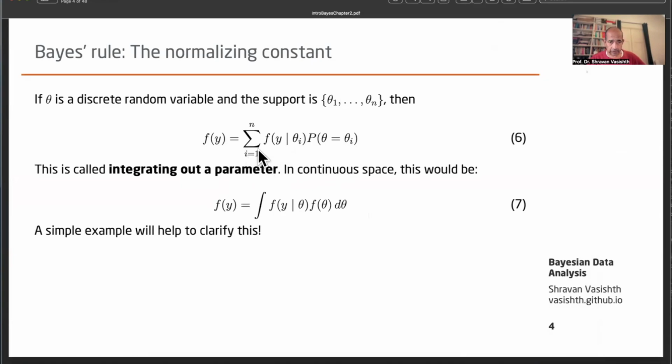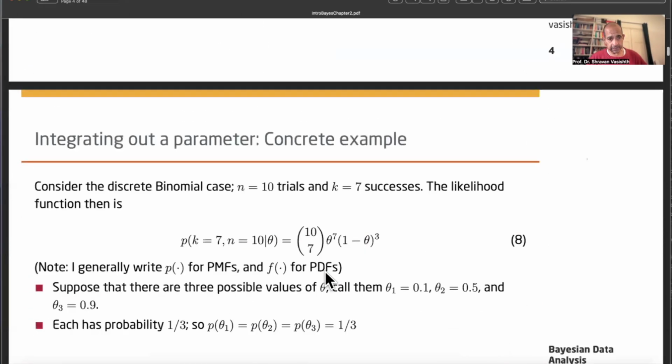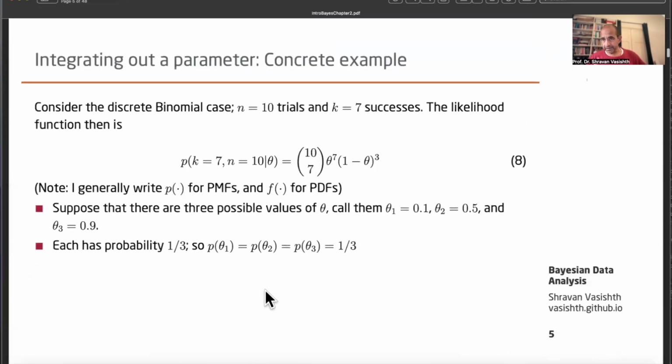Now, what are we going to do? We're going to take the likelihood function, whichever likelihood function we are interested in, for example, the binomial, and multiply the likelihood function with that one particular value of theta plugged in, with the probability of that particular value. Okay, so I will explain this next. So suppose, let's make this really concrete. Suppose that we're talking about a binomial distribution. There are 10 trials and 7 successes, right?